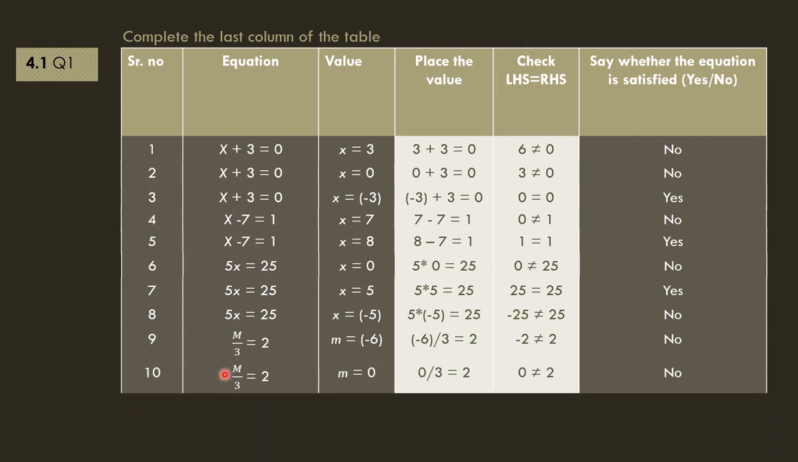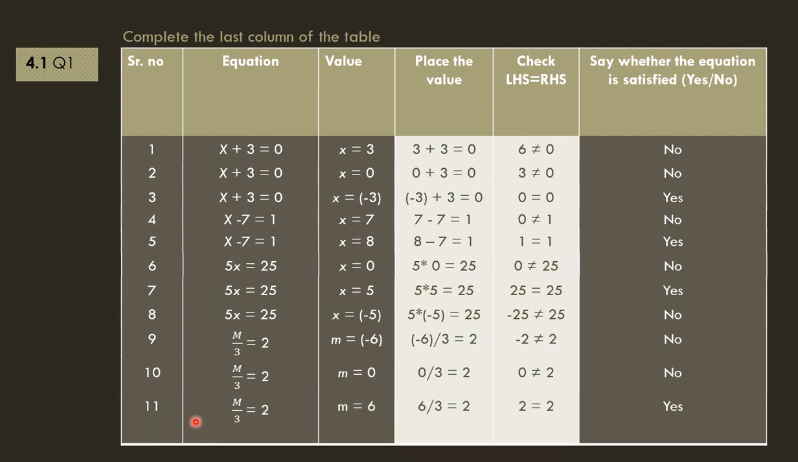Next equation is M upon 3 is equal to 2. The value of M is 0. Let's put this value 0 into the equation. My equation will become 0 upon 3 is equal to 2. 0 divided by 3 is always 0. Left hand side you can see the value is 0, but RHS is 2. That's why 0 is not equal to 2. Hence I will write no answer into the last column.